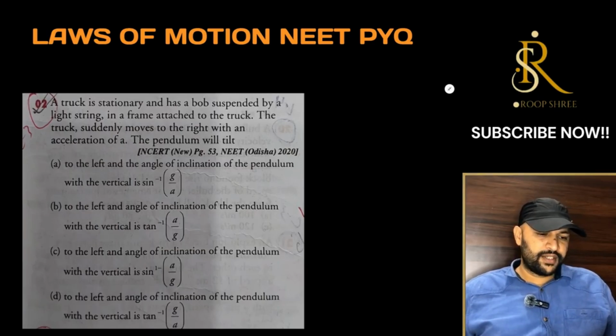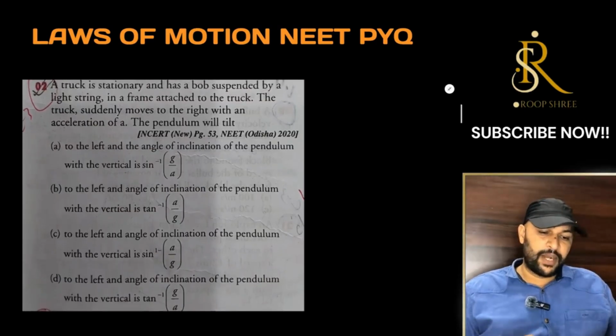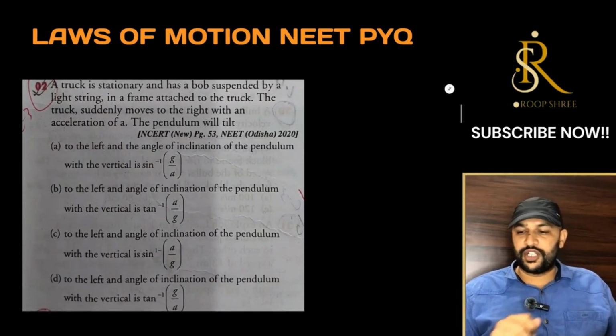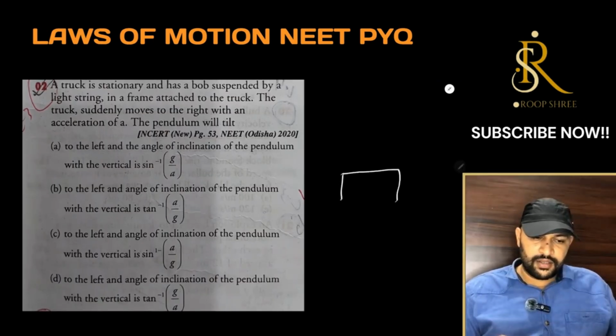Our next question says, a truck is stationary and has a bob suspended by a light string in the frame attached to the truck. The truck suddenly moves to the right with an acceleration a. The pendulum will tilt in which direction? Interesting problem. So let's assume that this is the truck.